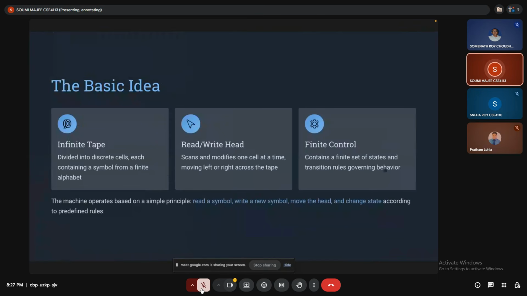The basic idea of a Turing machine includes 3 main parts: an infinite tape, which acts like memory; a read/write head, which reads and writes symbols; and a finite control, which decides the next step. So overall the machine reads a symbol, writes a new one, moves left or right and changes state.